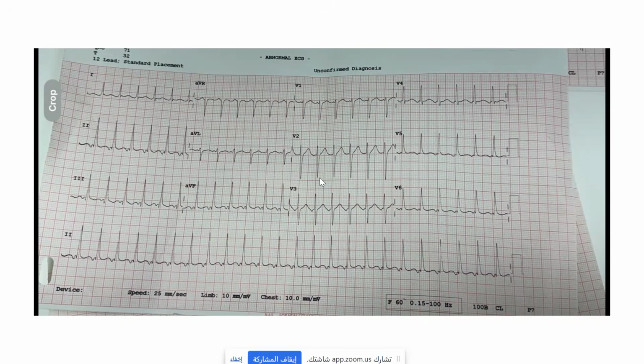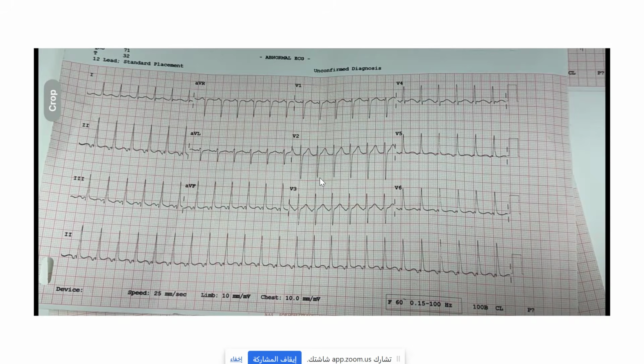This is a young boy, about 5 years old, presented with this ECG. This ECG shows tachycardia. Who will answer?